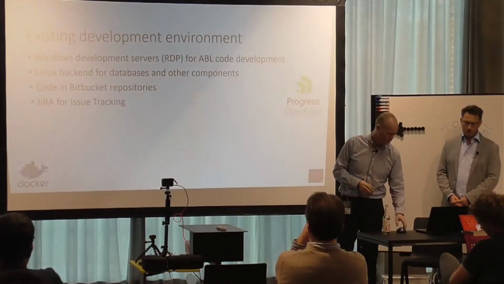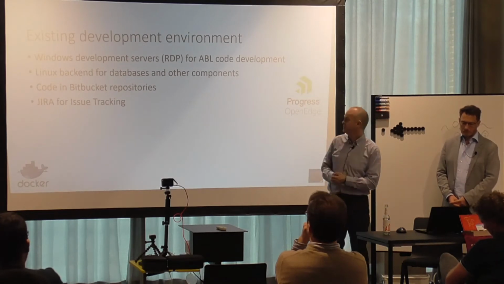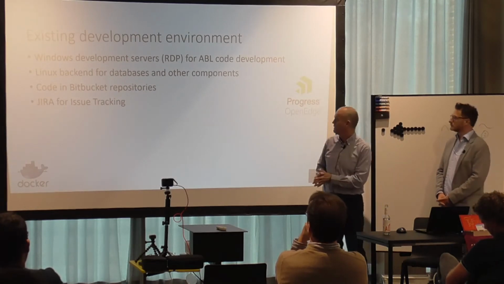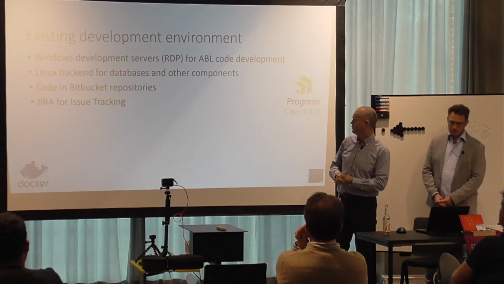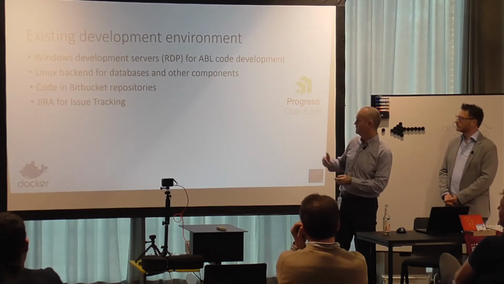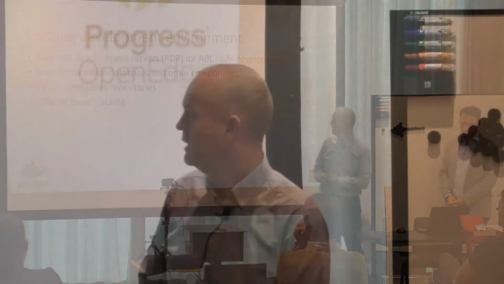So in moving on with the Build.One Docker journey, the existing development environment had development servers, Windows servers using RDP. We had a Linux backend for databases and other components. Code, configurations and setups are stored in Bitbucket Git repositories, and they're using Jira for issue tracking. These are all parts that are also integrated into the Build.One development environment that Mike will show a little later.